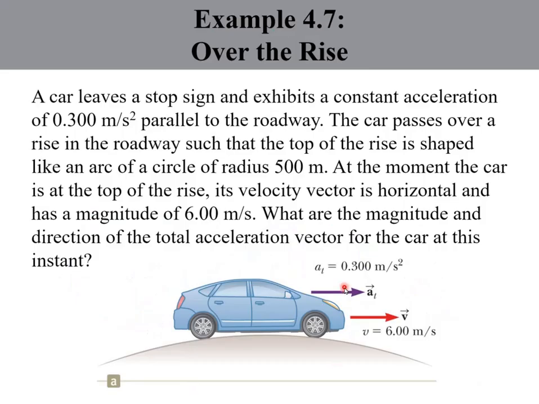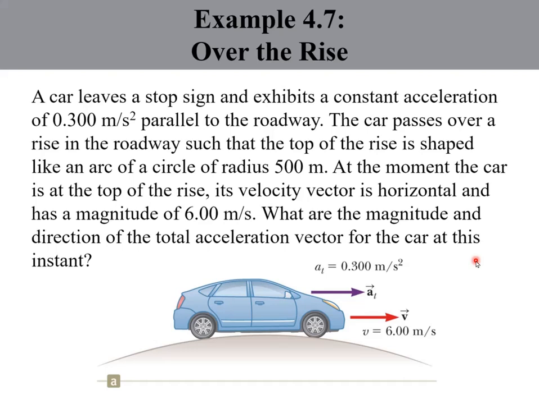Example 4.7, over the rise. A car leaves a stop sign and exhibits a constant acceleration of 0.3 meter per second squared parallel to the roadway. The car passes over a rise in the roadway such that the top of the rise is shaped like an arc of a circle of radius 500 meters. The moment the car is at the top of its rise, its velocity vector is horizontal and has a magnitude of 6 meters per second. What are the magnitude and direction of the total acceleration vector for the car at this instant?